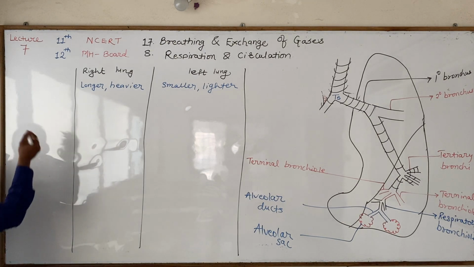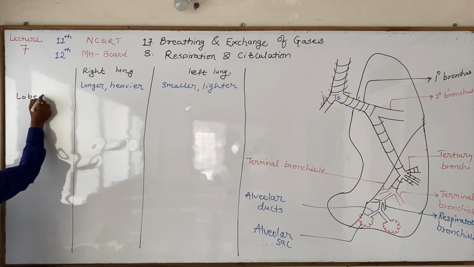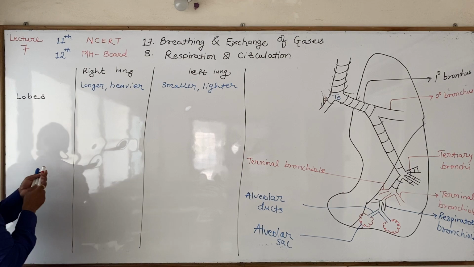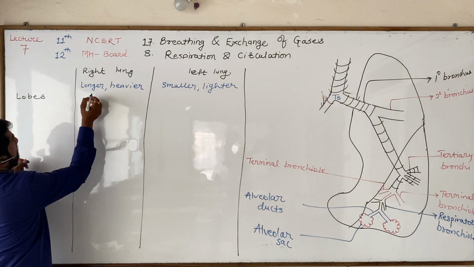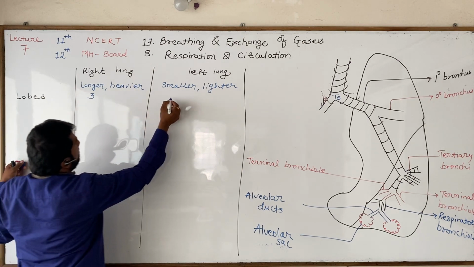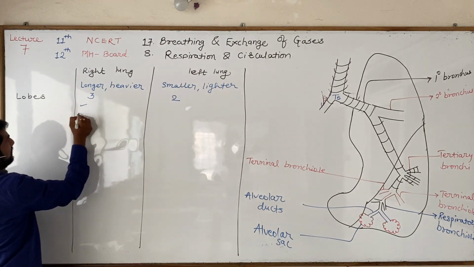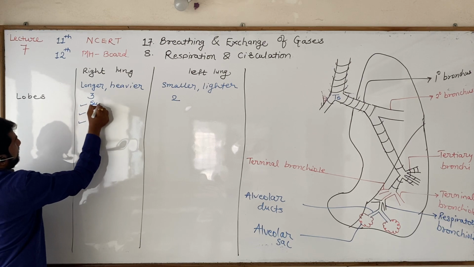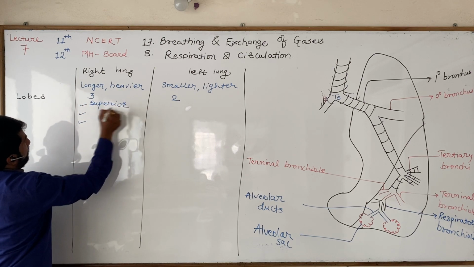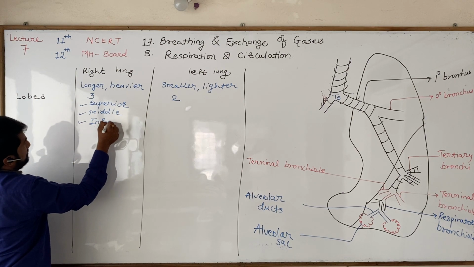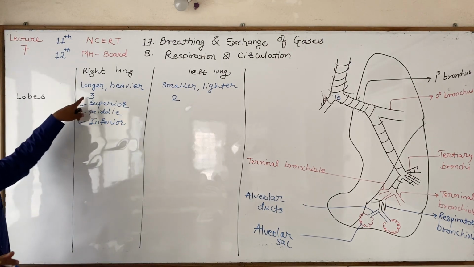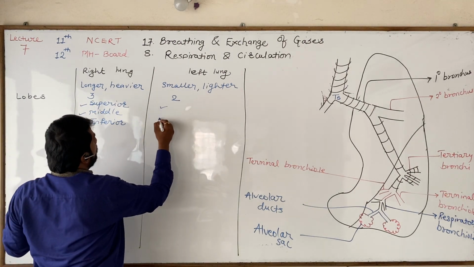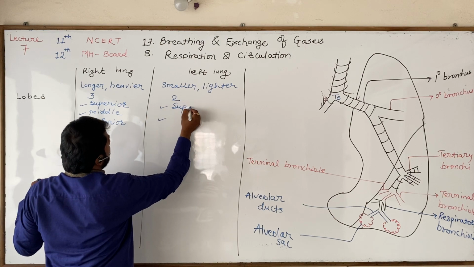Lobes, how many lobes are present? Here 3 lobes are present. Right lung 3 lobes, left lung 2 lobes. What are those 3 lobes? Superior, middle and inferior. In the right lung there are 3 lobes, in the left lung only 2 lobes are present, one is superior, the other one is inferior.